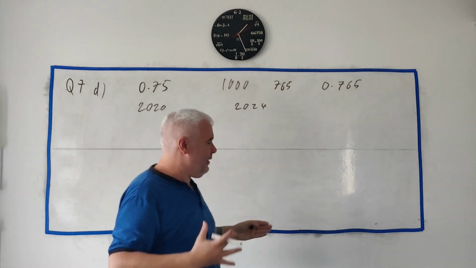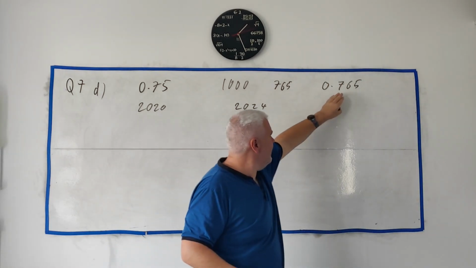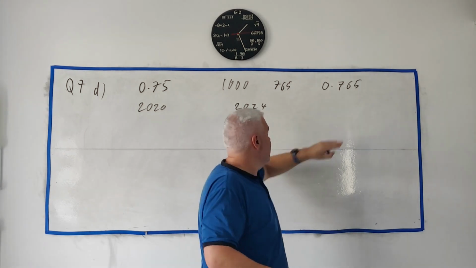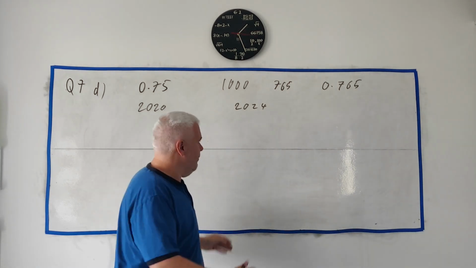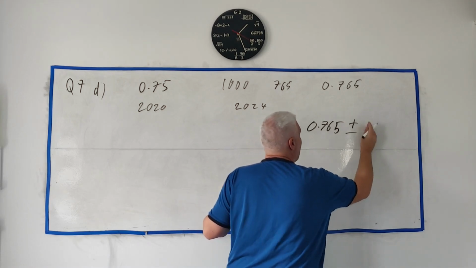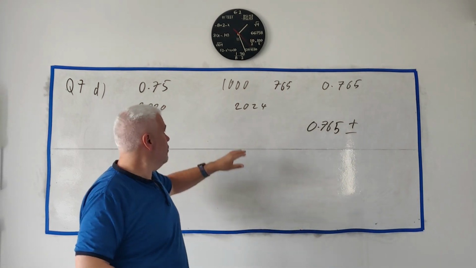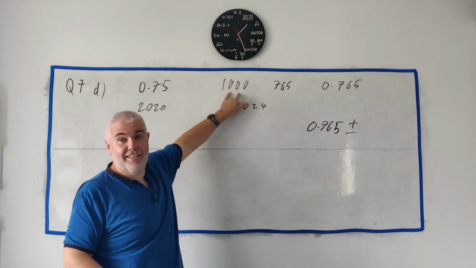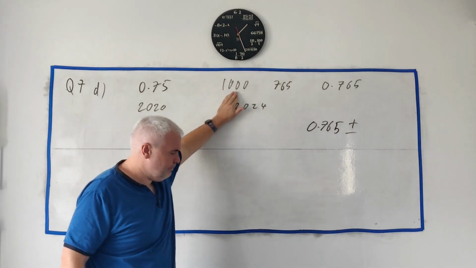So, well, this is jumping into the question. This is not the correct number here. 0.765 is not the correct number. The correct number is 0.765 plus or minus something, and we'll decide that because of this 1,000 number here.